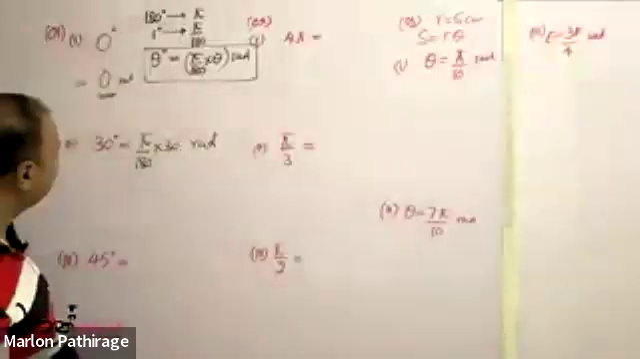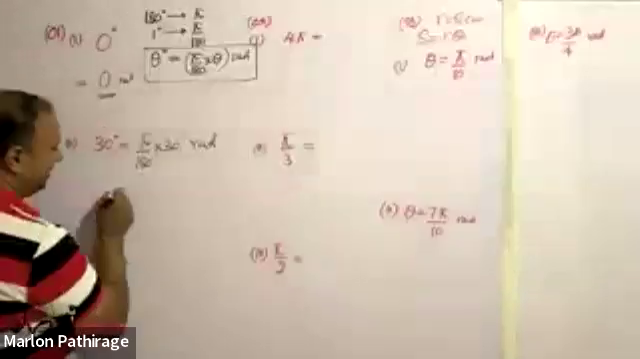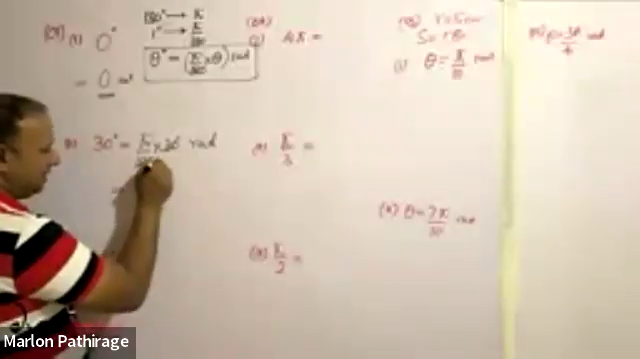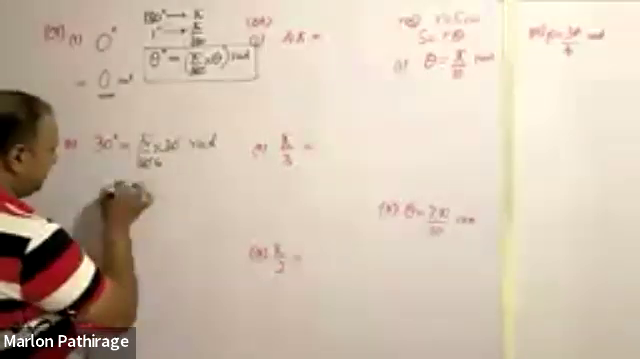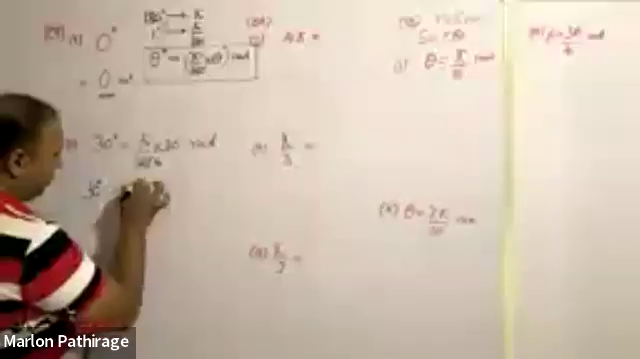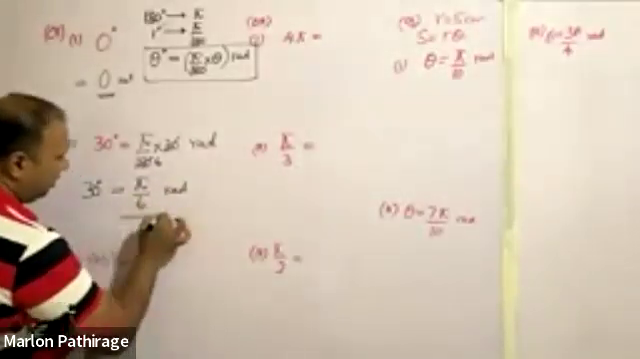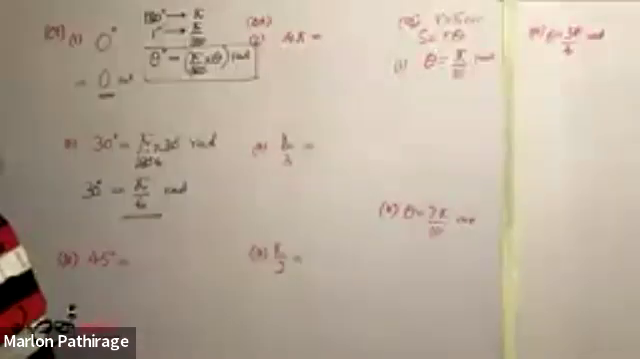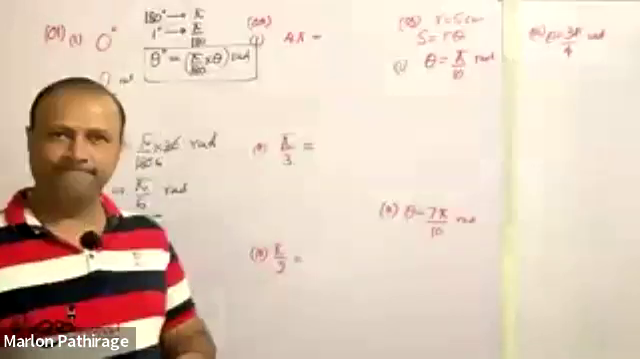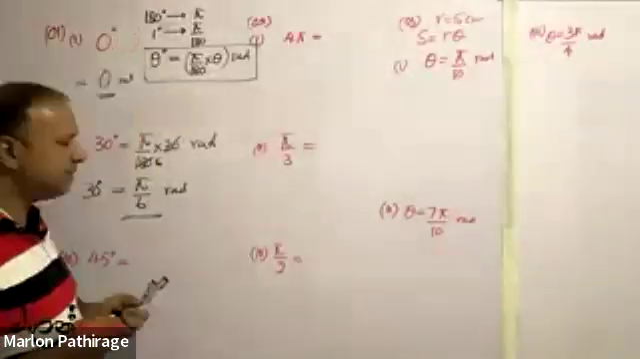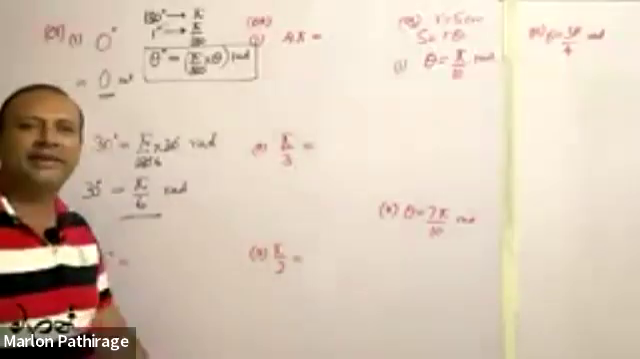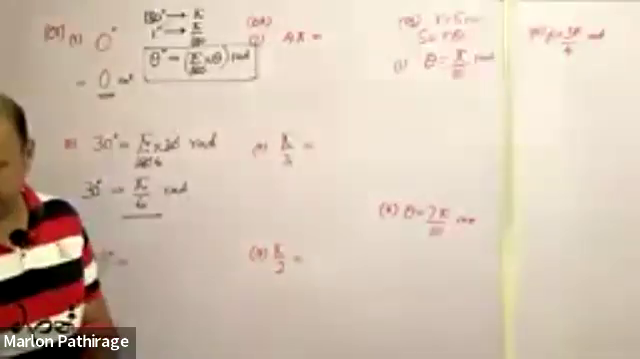Therefore the answer is, if you cancel out this, this is 6. Therefore the answer is 30 degrees equal 5/6 radian. You have to multiply both sides by 5/180.